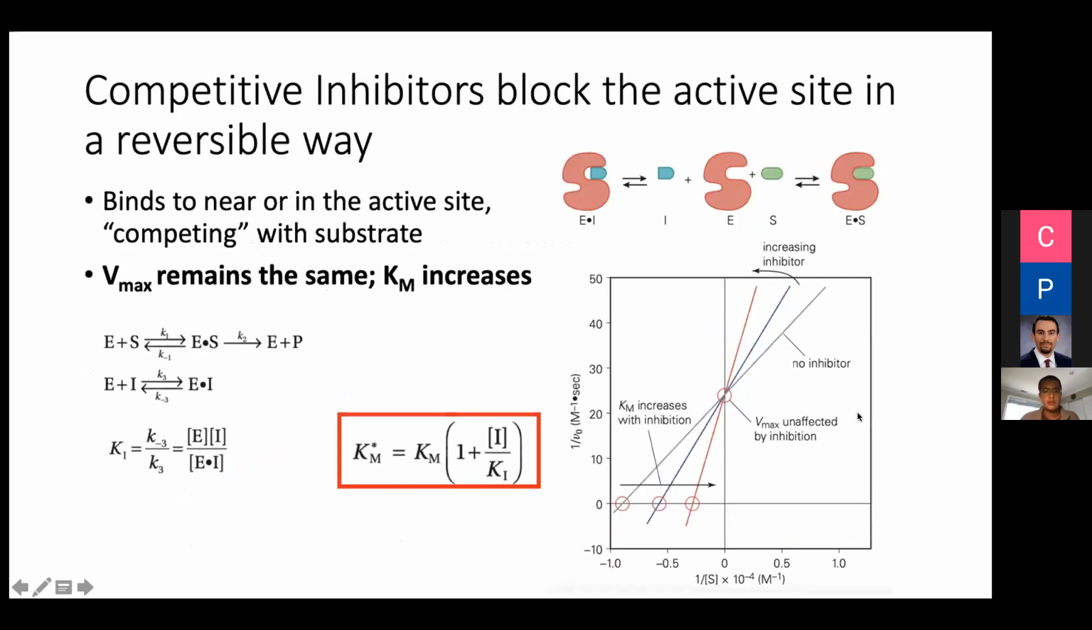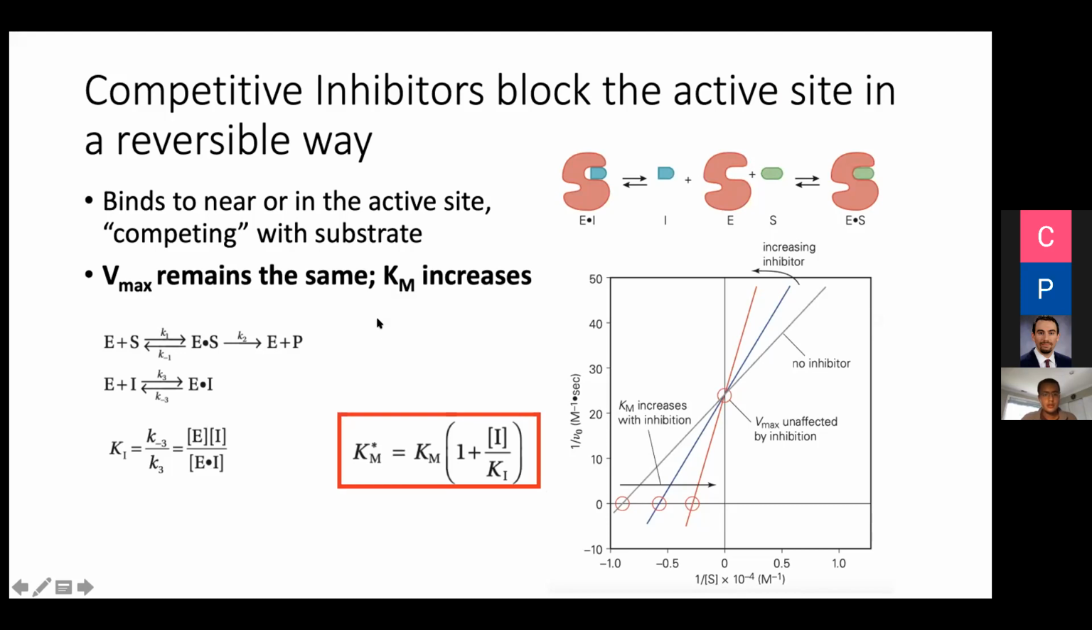The next three are a bit more involved. I'm going to first talk about competitive inhibitors. And these inhibitors block in the active site in a reversible way. So they kind of compete with the substrate. In this case, the Vmax remains the same, but the Km increases. And this is the equation for the new Km. And as you can see, Km is increasing and the Vmax remains the same in these Lineweaver-Burk plots.